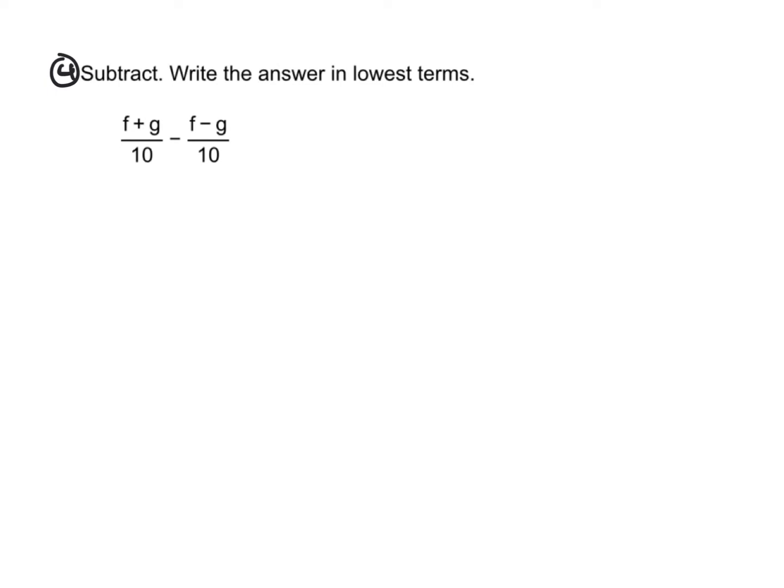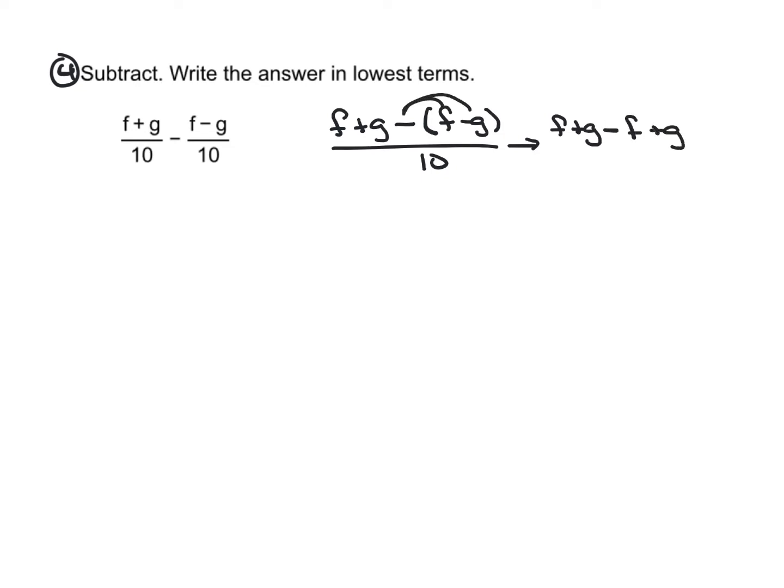Again, my denominators are the same. So this is f plus g minus f minus g over 10, which is f plus g minus f plus g over 10. F minus f is nothing, and g plus g is 2g. So I have 2g over 10. 2 goes into 10 5 times. So I'm left with g over 5.